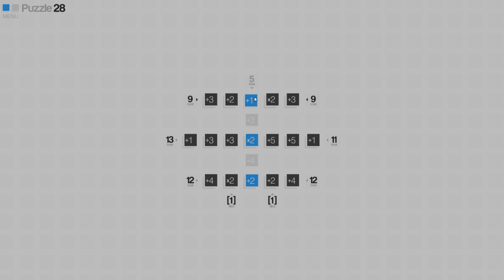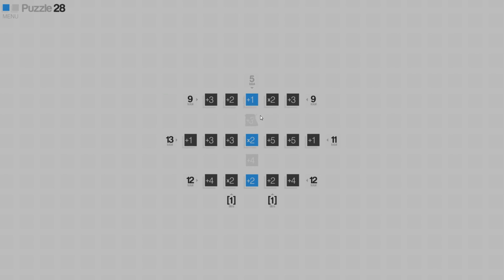Okay, now let's look at this column here, this row here. Let's start with this one at least. As you can see, we have a plus 1 here. We could use only the addition tiles. Plus 3, plus 2, plus 1, plus 3. That's 9 in both directions.